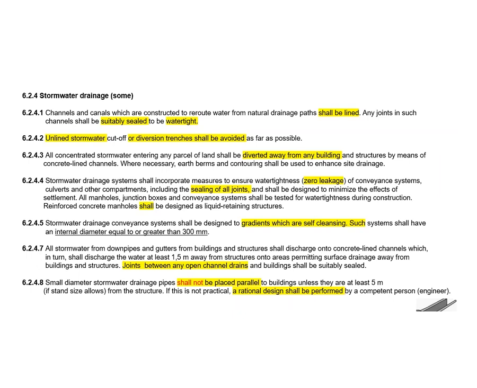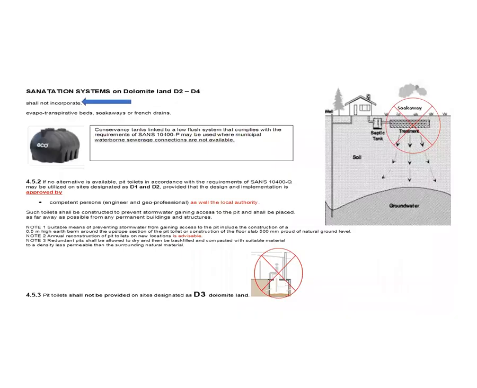I'm going to just then move to the next one because I want to spend a little bit of time on this one. I know we're running out of time. It talks to sanitation systems in dolomite land, which is classified as a D2 and D4. Guys, what's very important is that in these areas, you shall not have evapotranspirative beds, or in other words, soakaways or French drains, as the picture on the right-hand side shows you. I've put a big cross over it.